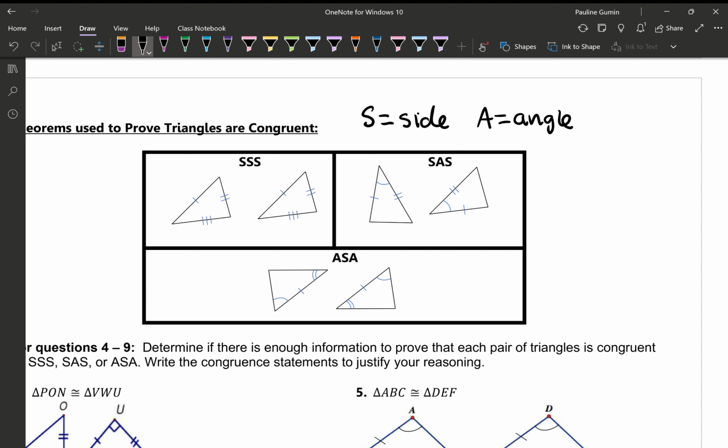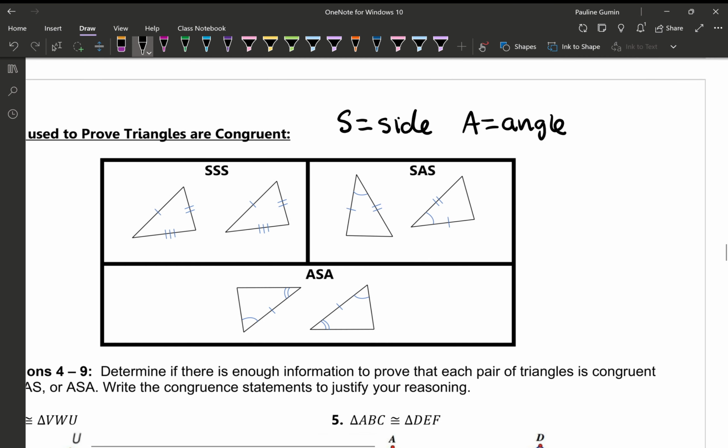They have to be in a particular order. Now, side, side, side, easy peasy, all 3 sides. Now, for side, angle, side, the way I like to look at it is it's kind of an angle sandwich. There's 2 sides with an angle right in between them. I like to think of angle, side, angle as a sandwich with a side in the middle. We got an angle, a side, and an angle. They have to happen in a row like that.